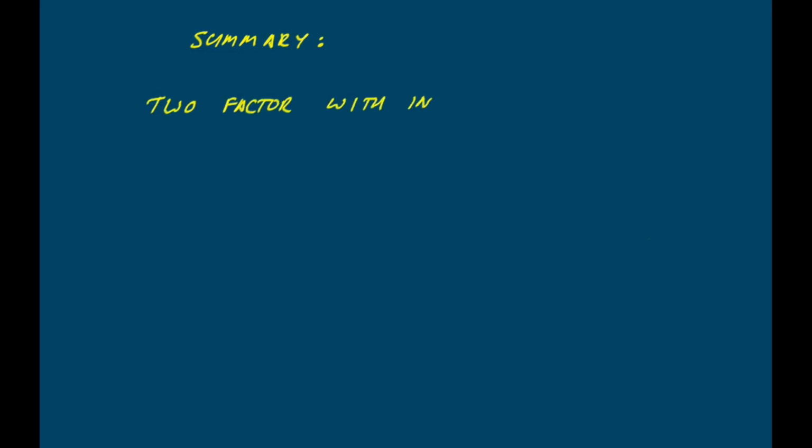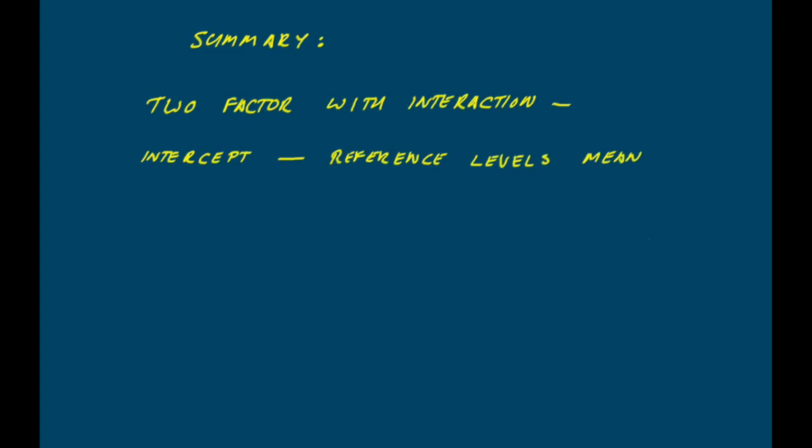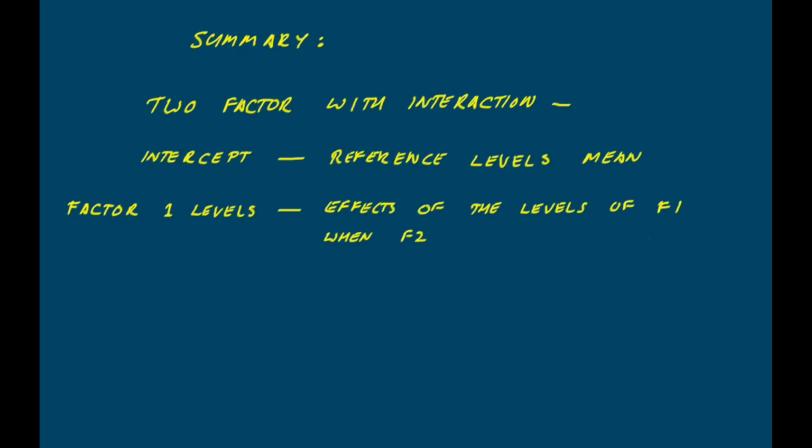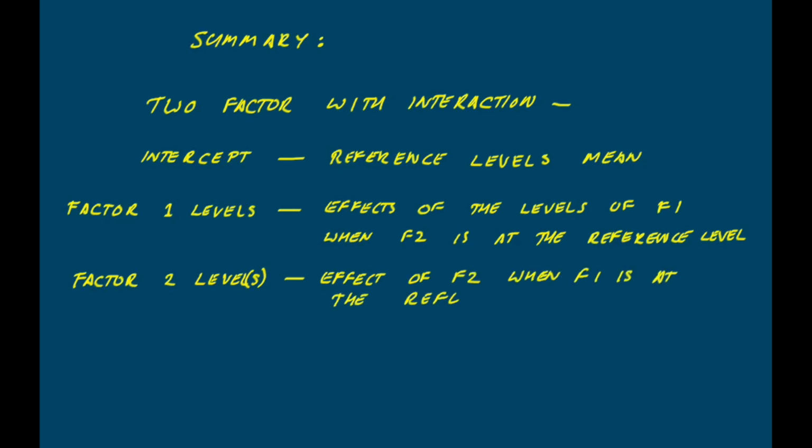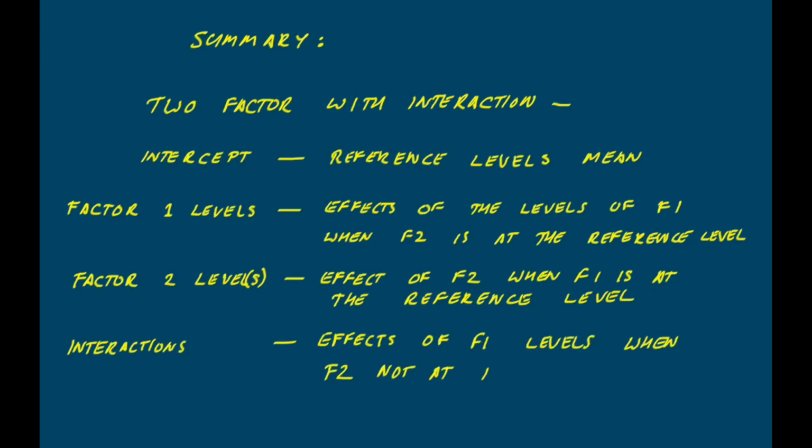And then when you've got something like a two-factor ANOVA with an interaction term, then once again the first part of the coefficients table works in the same way, but the second part is very different, so we need to think about it in a bit more detail. The intercept value of the coefficients table, as always, is the estimated mean for the reference levels of however many factors we've got, in this case 2. The levels for factor 1, so that first part of the coefficients table, give you the contrasts with the reference level for factor 1. The effect of factor 2 is then given to you, but that's only the effect of factor 2 when compared with the reference level for factor 1. And then the remaining factor 2 levels, the interaction terms in the model, are telling us the effect of the levels of factor 1 given that factor 2 is no longer at the reference level.